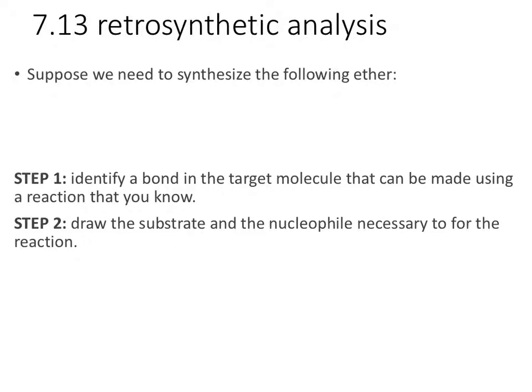So let us redraw the molecule on this page. So far we know 4 reactions. So 4 tools is what we know: SN2, SN1, E1 and E2. Can you identify a bond in the target molecule that can be made using the reactions that we have learned in this chapter, which are these?